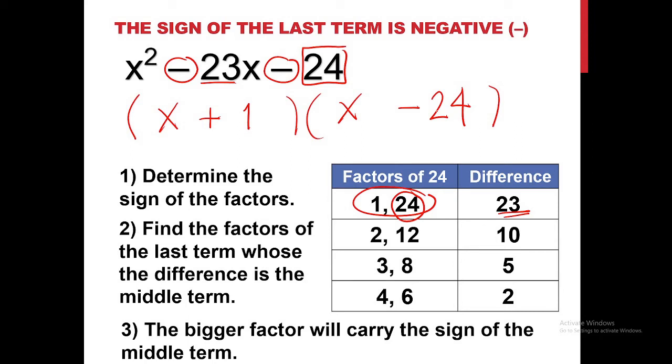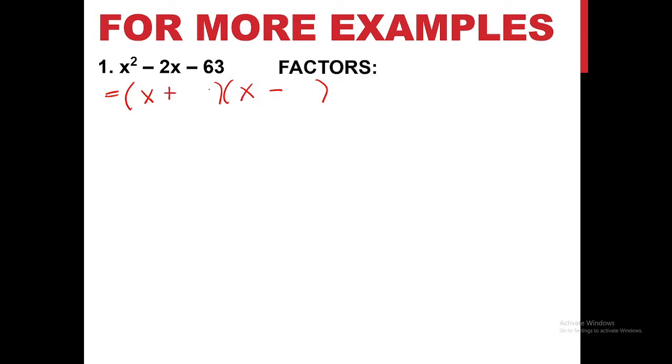Okay. Let's have more examples. This time, I will not be using a table. So right now, what will be the sign here? What will be the sign of your factors? Plus, minus. Okay, let me write the variable x. Let me ask you this question. What are factors of 63 when subtracted?